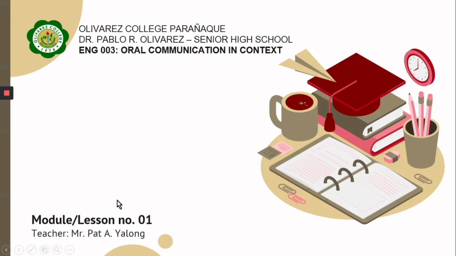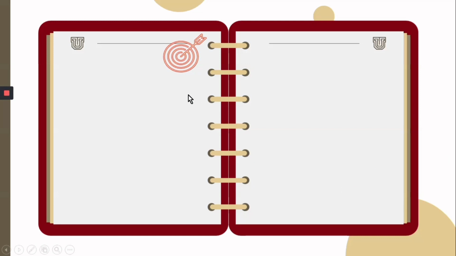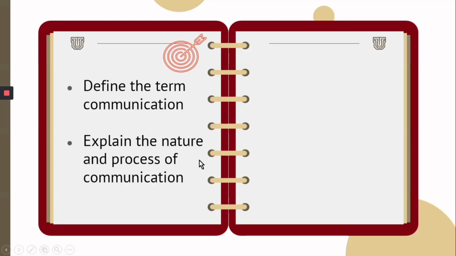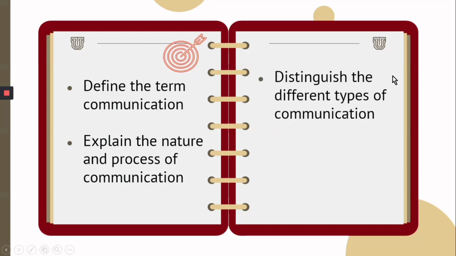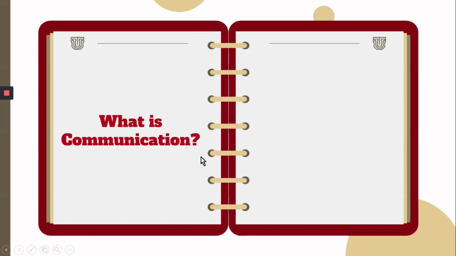Our first lesson for this subject is the nature and elements of communication. At the end of this lesson, you'll be able to define communication, explain the nature and process of communication, distinguish the different types of communication, and differentiate the various models of communication. Let us begin by answering the question, what is communication?